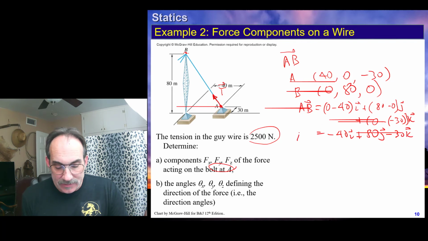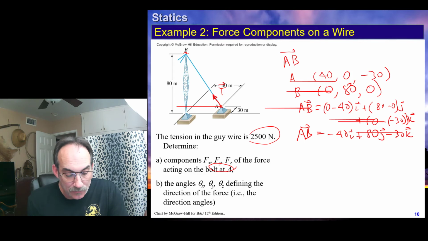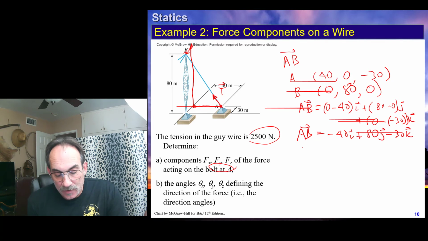If we look at this, that's AB. If we look at this, we see that makes sense, because moving from here to there, we first have to move in the negative X direction, positive Y direction, and then positive Z direction to get to point B. We can now calculate the magnitude of AB by just taking minus 40 squared plus 80 squared plus 30 squared.